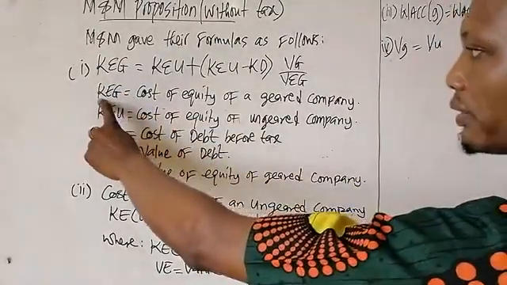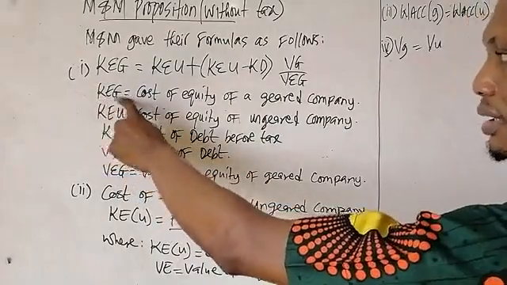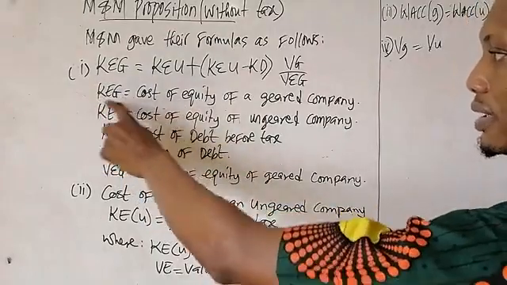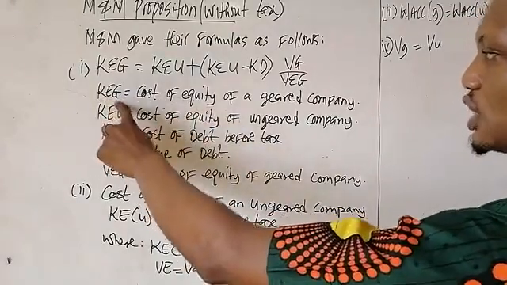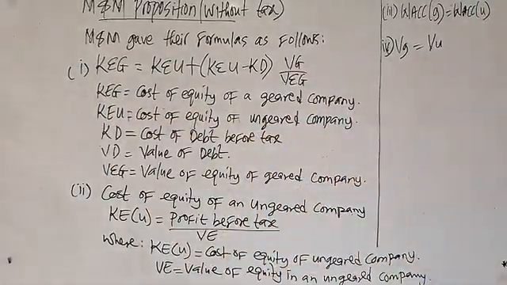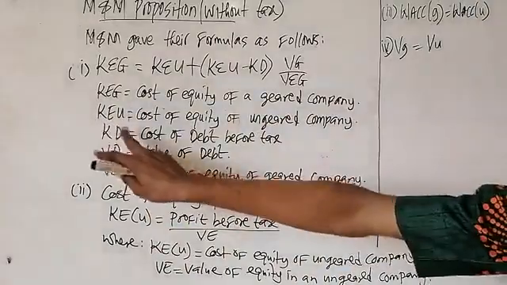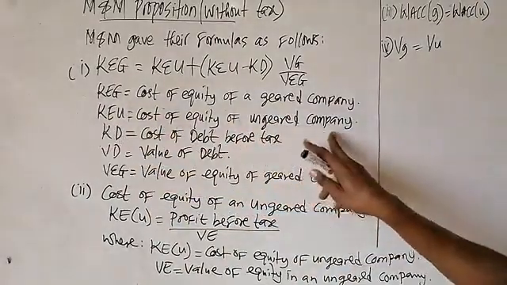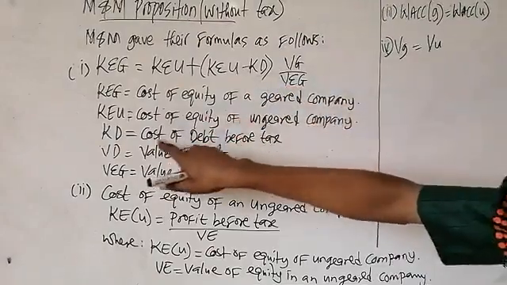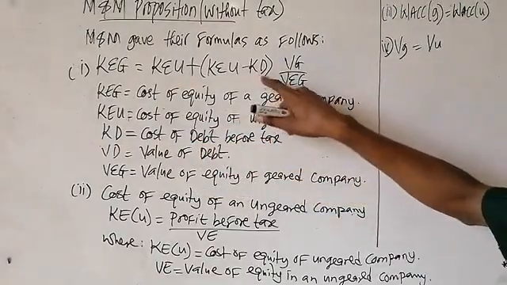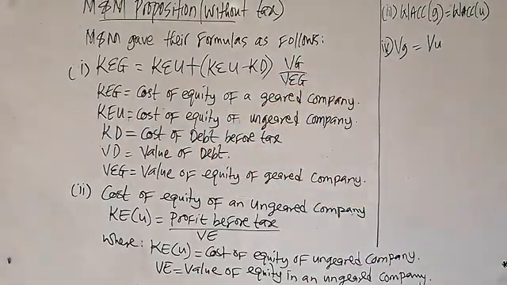K stands for cost of equity, E is equity, Z is the Z company. While KEU is the cost of equity of an unlevered Z company. This KD here is the cost of debt before tax.